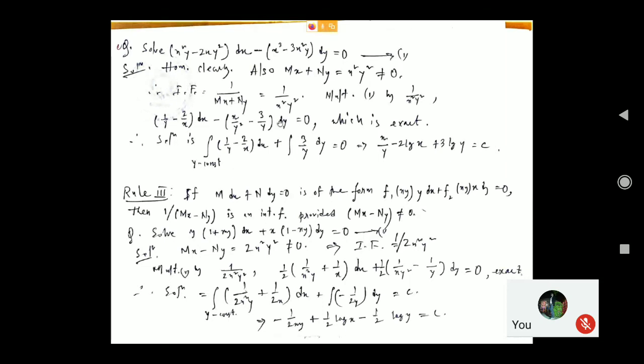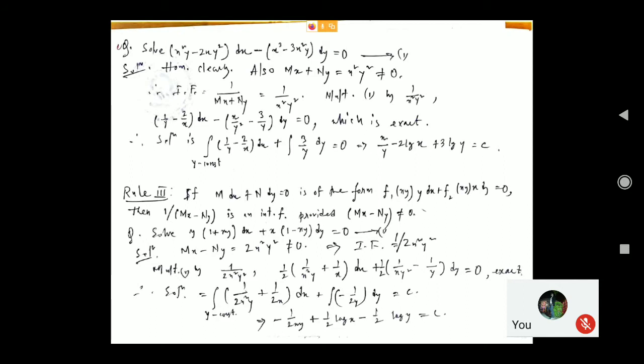Then we arrive at this equation, and now we apply the test for exactness, and we see that the test is satisfied. Since it is satisfied, we can write the solution directly, like earlier: we integrate M treating y constant, plus we integrate those terms of N which do not contain x. So the term is 3 by y equated to an arbitrary constant. So we arrive at this result. Alright, so this is the second rule.